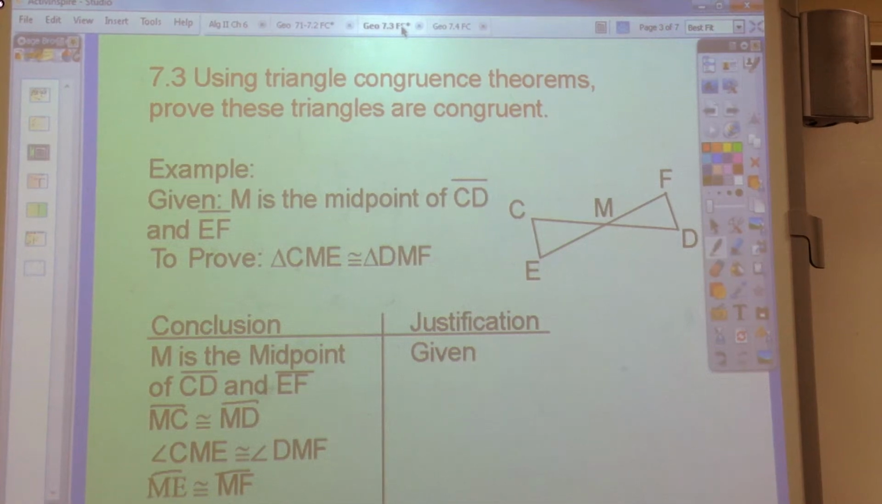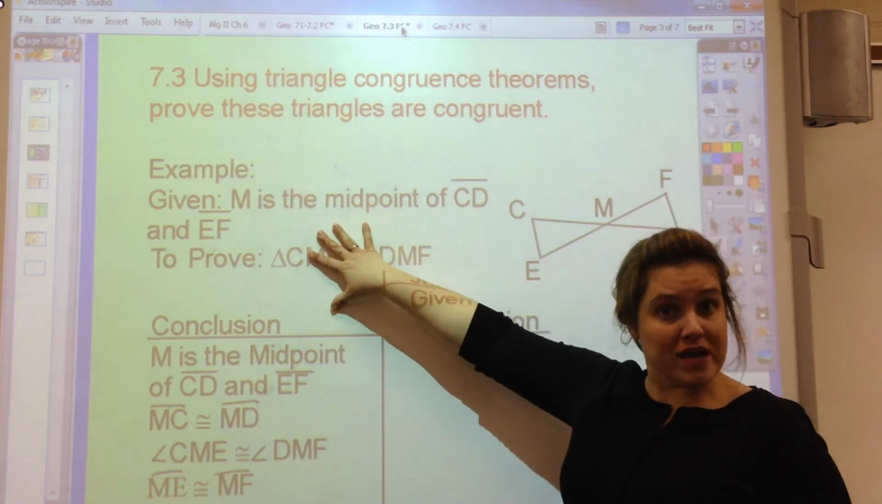Good morning, ladies and gentlemen. This is section 7.3, and now we're going to start doing proofs with our triangle congruence theorems. And so we're going to start right here with example number 1. If M is the midpoint of CD and EF, we want to prove that triangle CME is congruent to triangle DMF. So first of all, I'm going to draw in all my congruency markings from my givens.